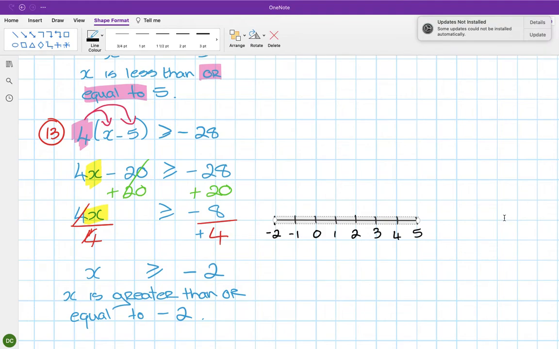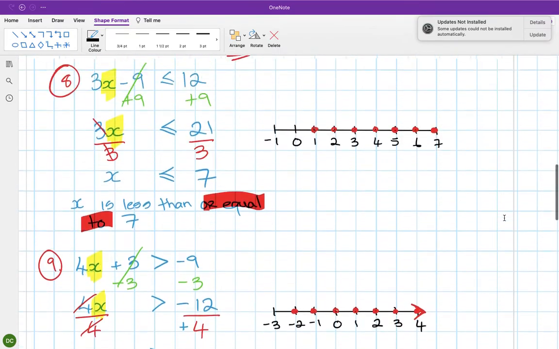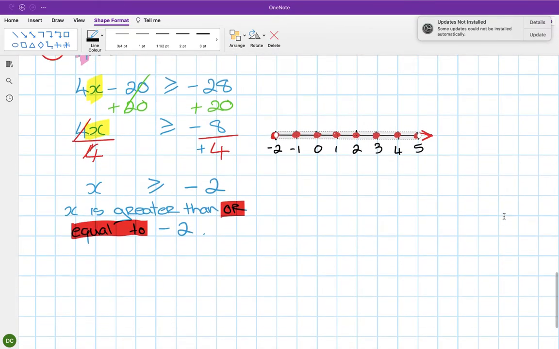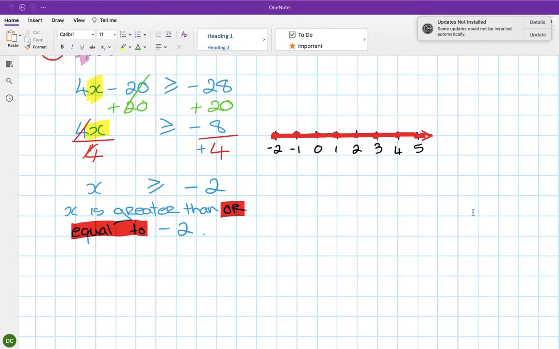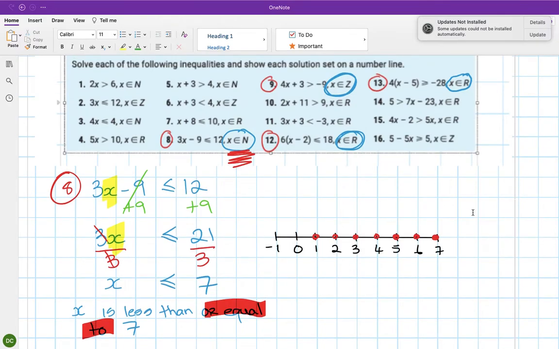It does say or equal to, so I will include the minus 2, and then numbers greater than minus 2 is minus 1, 0, 1, 2, 3, 4, 5, and my arrow. And then it was real, wasn't it? I said that. Yeah. So it's real, which means I will have to include the fractions and the decimals. So I do my shading of my line. Okay. So that's all the homework.